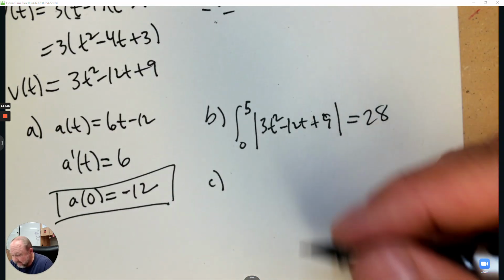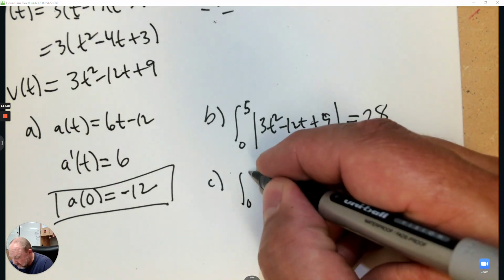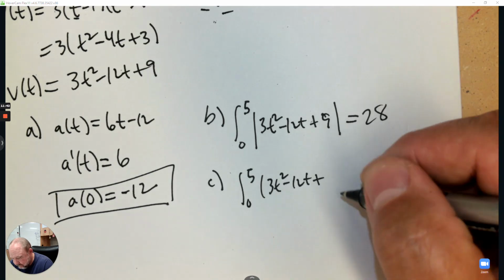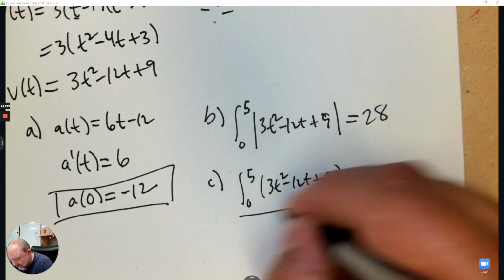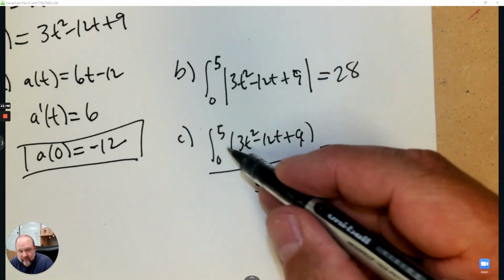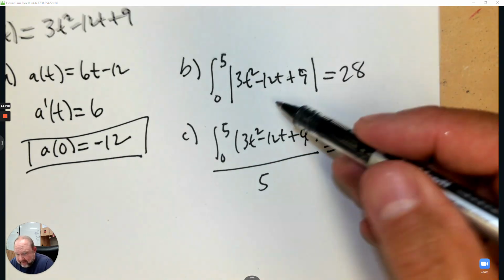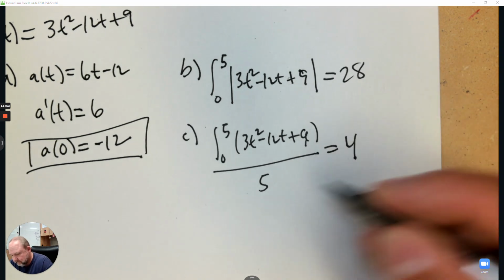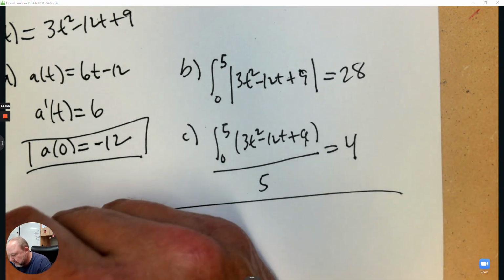In part C, find the average velocity. That's also an integration question, not absolute value. But you have to divide by the difference of the bounds. Type that in your calculator, and you should get the answer 4. All right, 2 more.